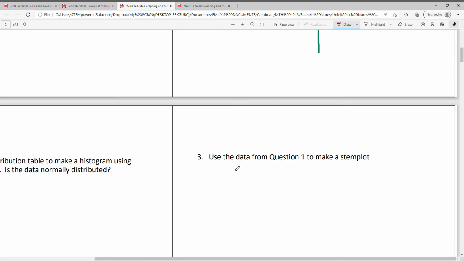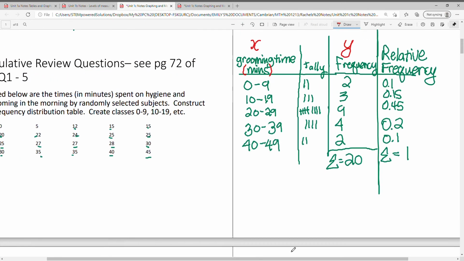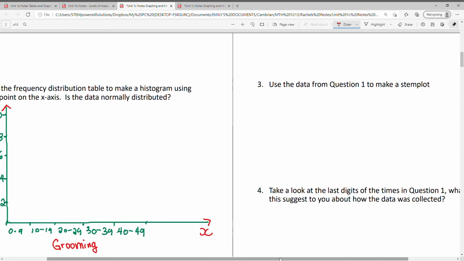If we now start to plot the data, we're going to have grooming time on the x-axis and frequency on the y. For 0 to 9 minutes, we had a frequency of 2 people who had that kind of grooming time. So we're going to have a line that comes out from the 2, and it should look something like this.